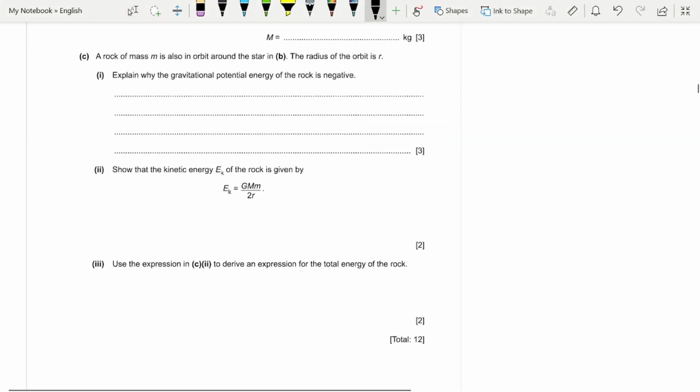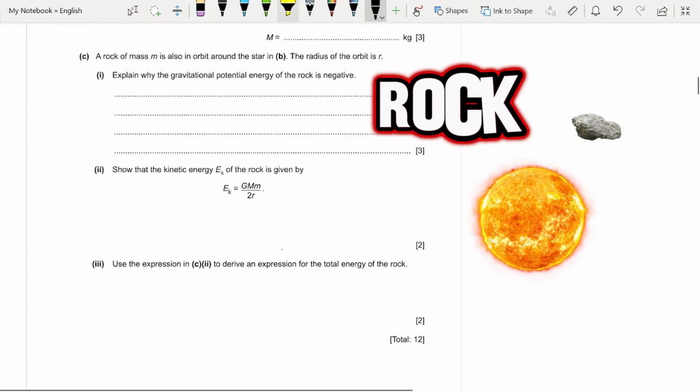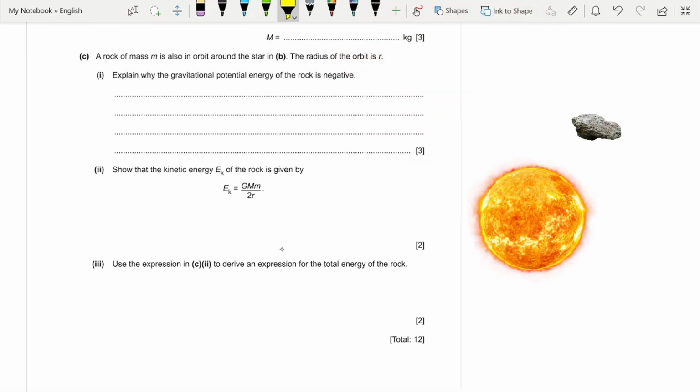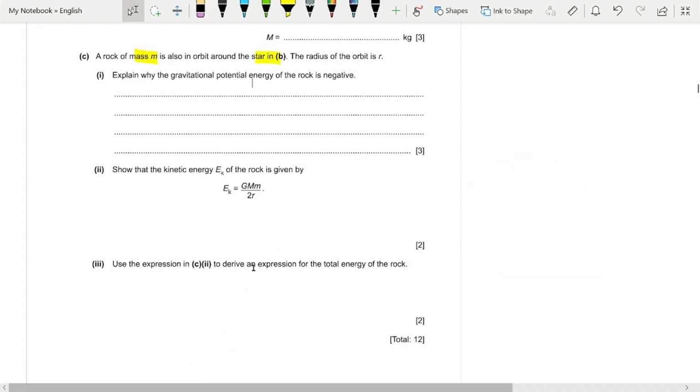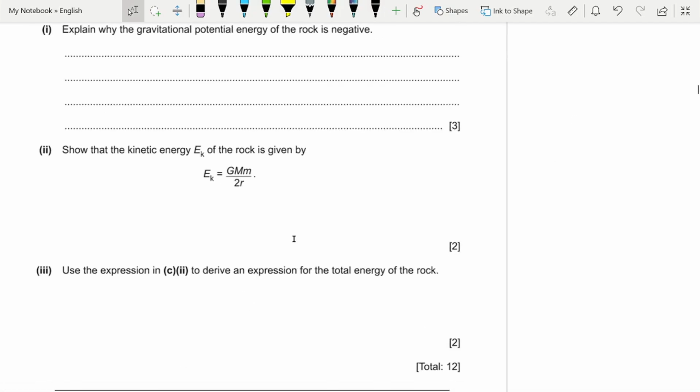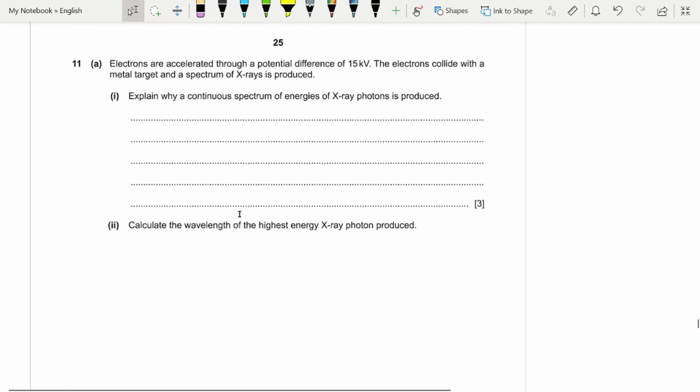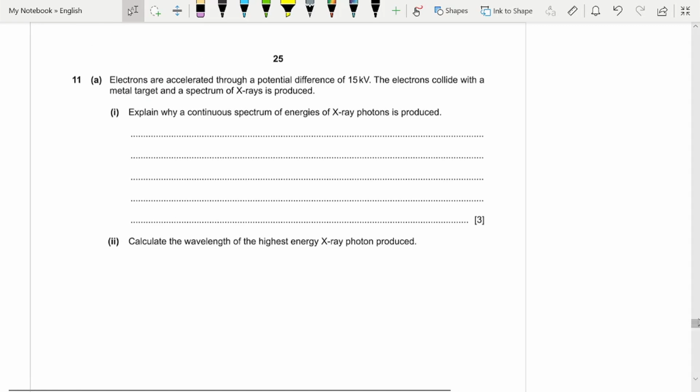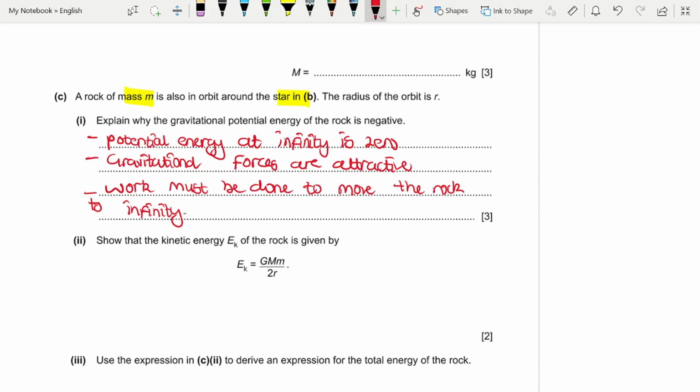Moving on. A rock of mass m is also in orbit around the star. Now we have a little rock in orbit around the star. Very important key points that you're supposed to be noting. We have a rock of mass m in orbit around that specific star, and the radius of the orbit is going to be r. What I want to do is explain why the gravitational potential energy of the rock is negative.